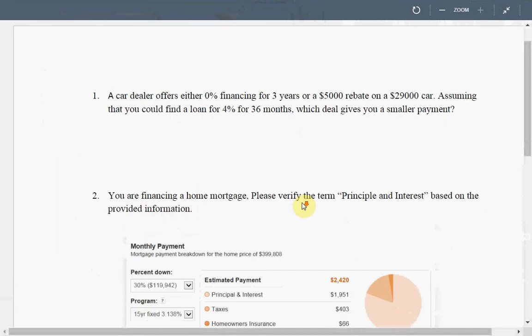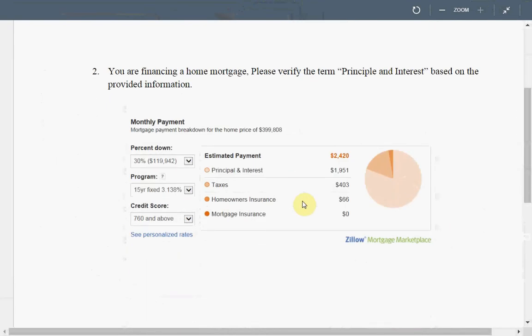All right. So the next question, you are financing a home mortgage. Please verify the term, principal, and interest based on the provided information. In a different video link, I showed you how to do it, so here I just go over it very briefly. This is the house price, $399,000, and you are making a 30% down payment, and you have 15 years to finance it, and your interest rate is 3.138%. I want you to verify this principal plus interest, which is 1951.